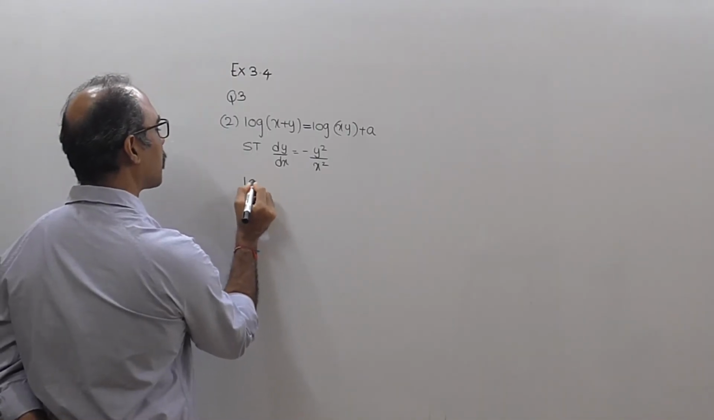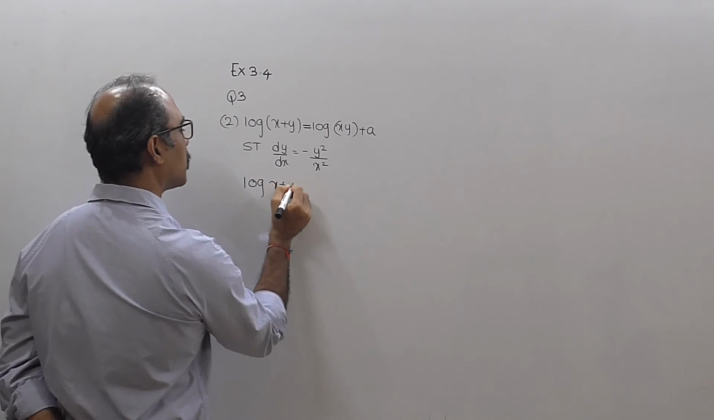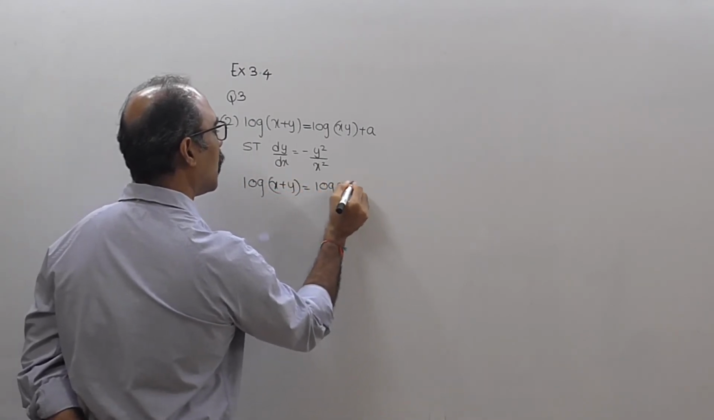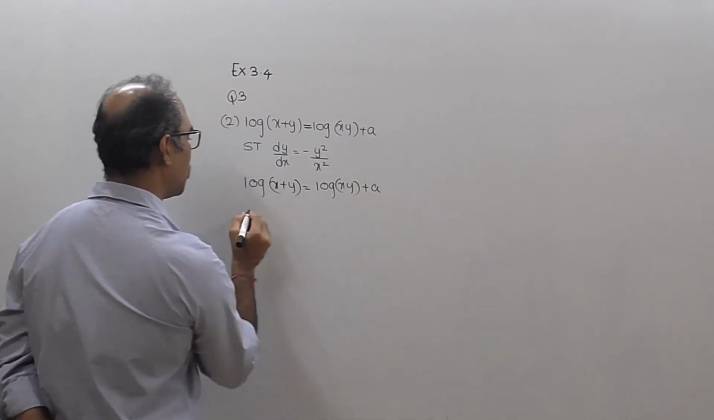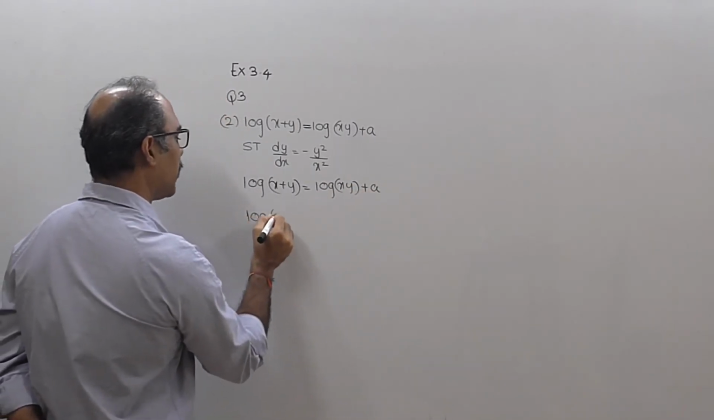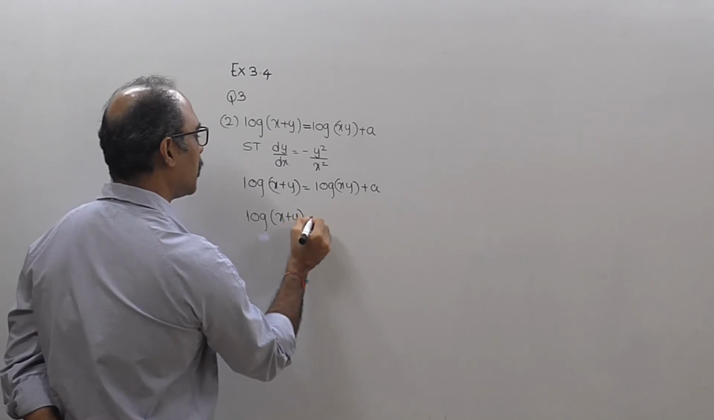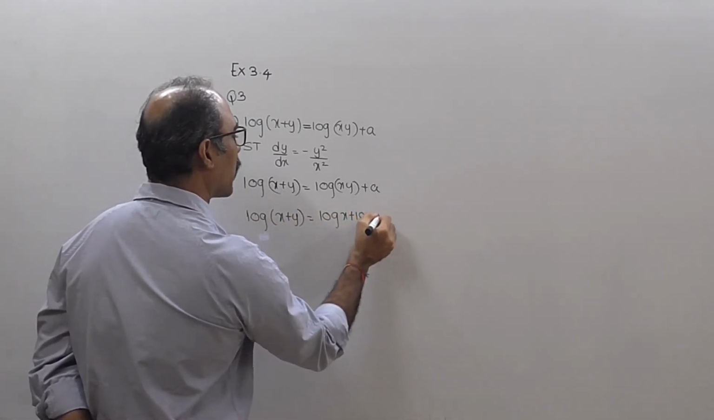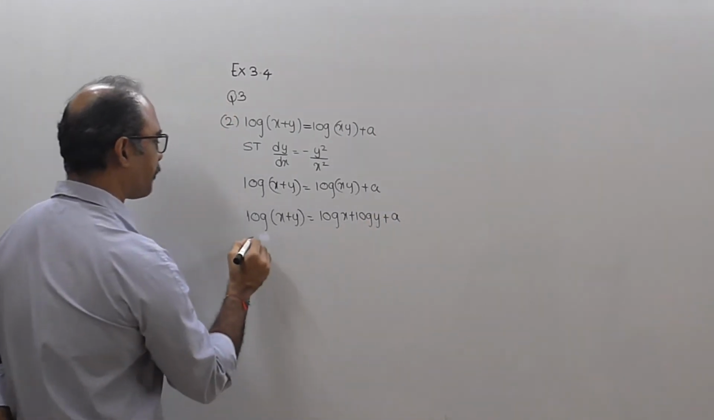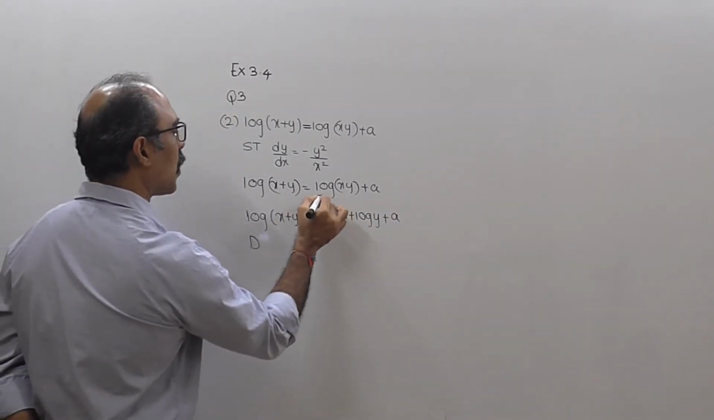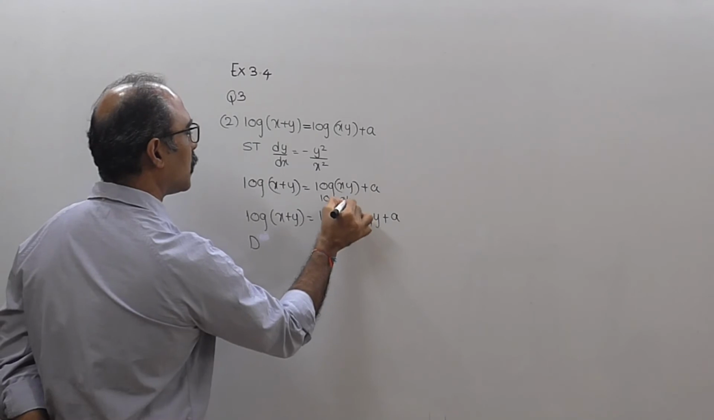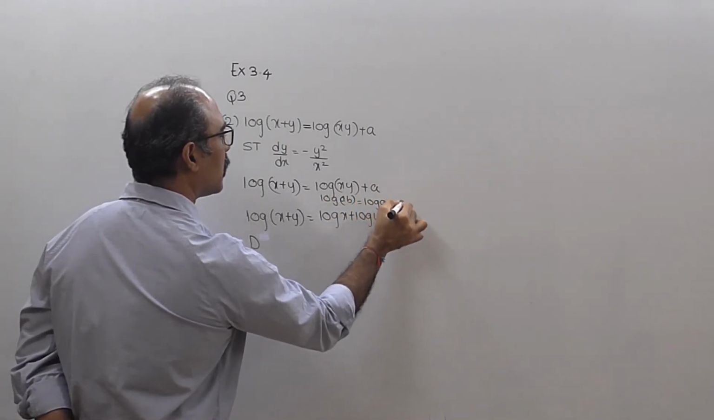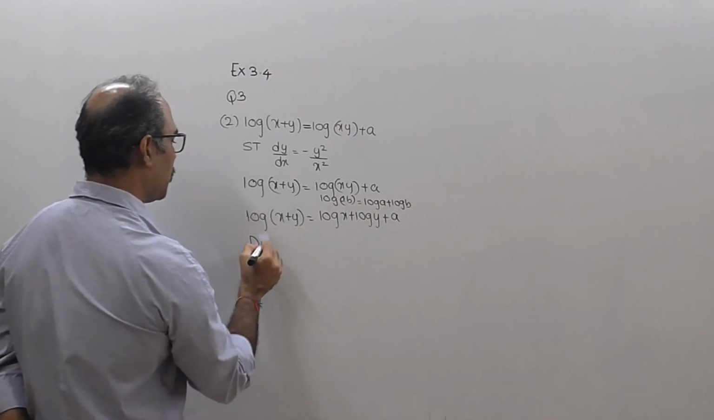Now, log of x plus y equal to log of xy plus a. So log of x plus y, you cannot do any alteration to it, but log xy you can write it as log x plus log y plus a, because this is log ab. So log ab, I hope you can write it as log a plus log b.